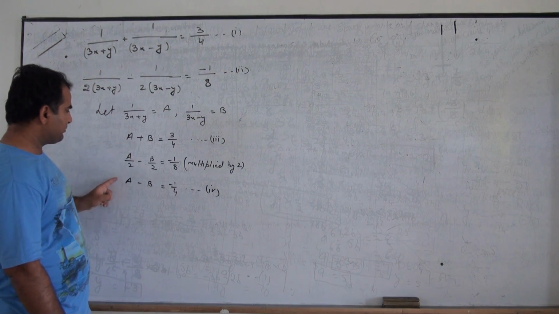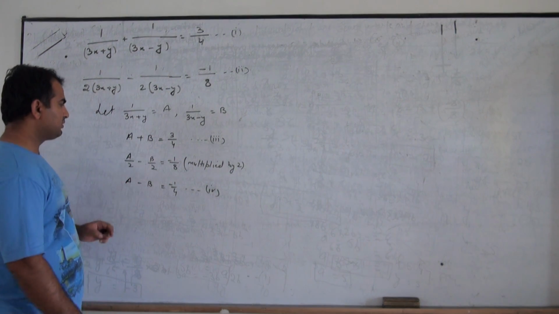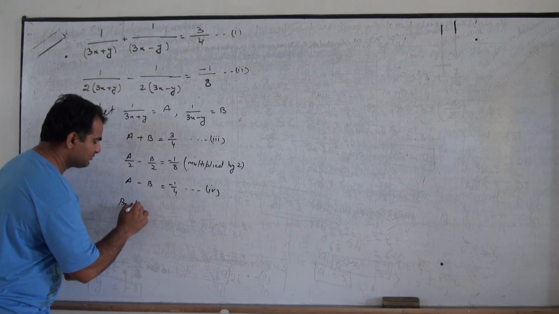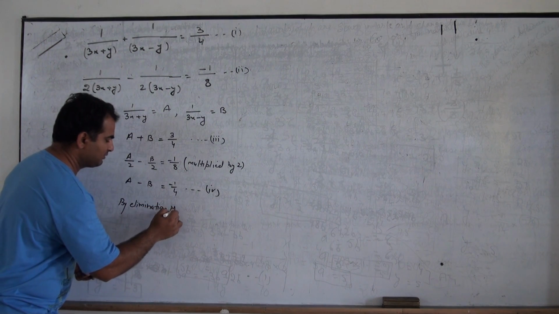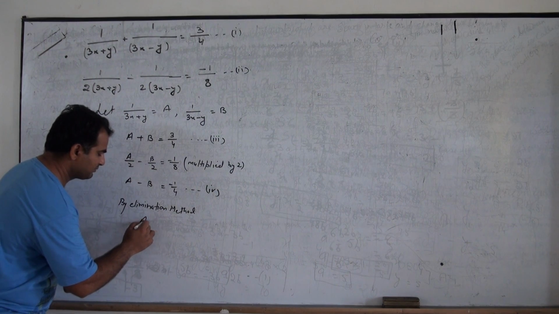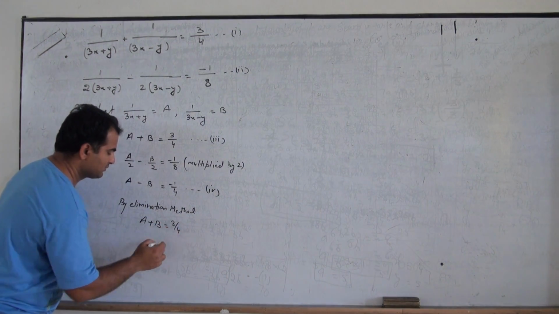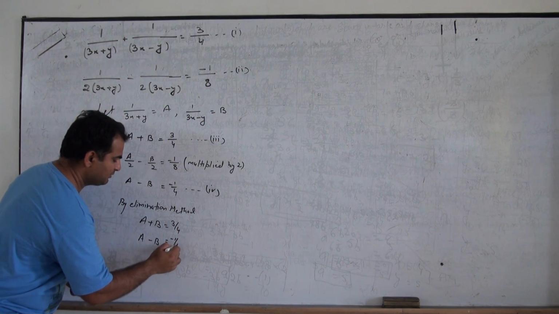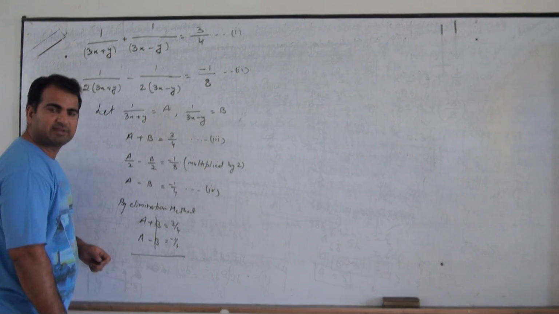I can add both the equations so that b and minus b should be cancelled out. Okay, so by elimination method, a plus b equals to 3 upon 4, a minus b equals to minus 1 upon 4. What is b and minus b? It should be cancelled out.